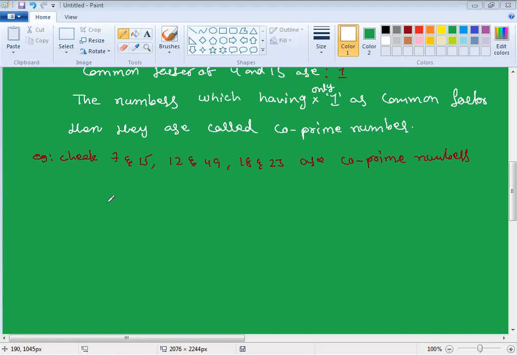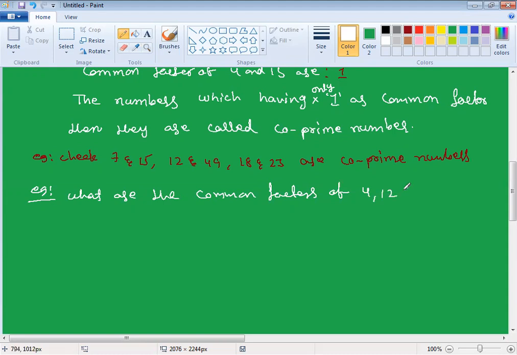Come to the class again. See here, till now we found factors for two numbers. Now, is it possible to find common factors for three numbers, four numbers like that? Let us check. One more example I am taking. What are the common factors of three numbers, 4, 12 and 16?